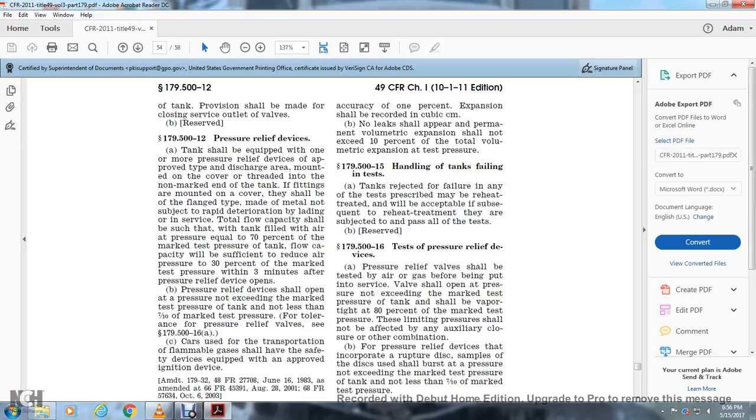Pressure relief devices shall be opened when the pressure is not exceeding the maximum of the marked test pressure for the tank, and not less than 7/10 of the marked test pressure of the tank, with tolerance for pressure relief devices.